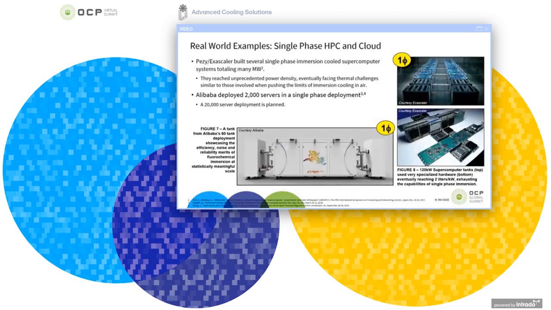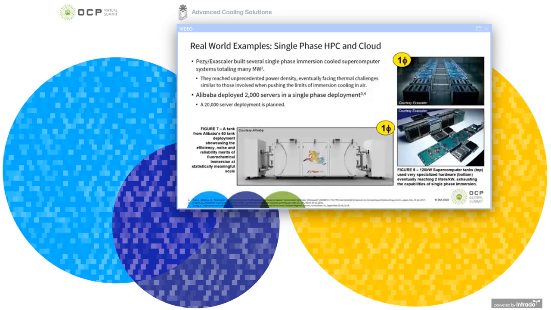Moving on now to some real-world deployments. I mentioned earlier the Exascaler deployments in Japan. These supercomputers have actually totaled many megawatts, and they're interesting because of the unprecedented power density involved. You see it right there, an image of some of the compute hardware being unfolded on the table. They eventually got to a fluid usage of only 2 liters per kilowatt, which was really at the wall, at the limit of what they could do with single-phase immersion.